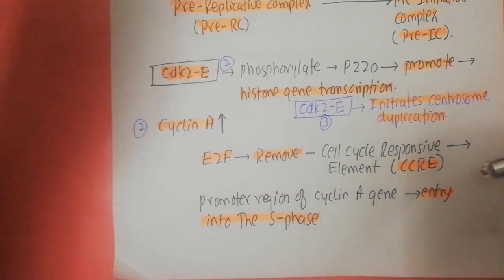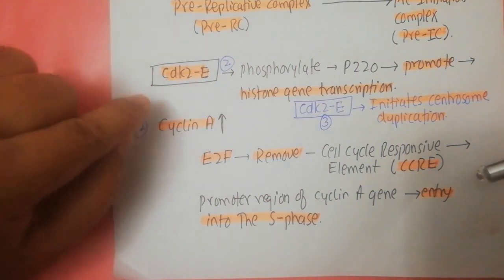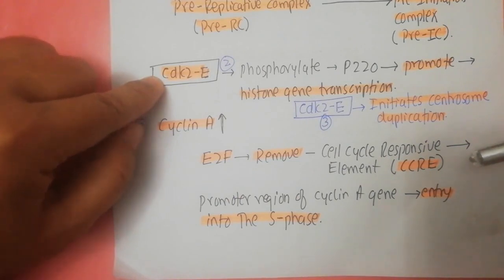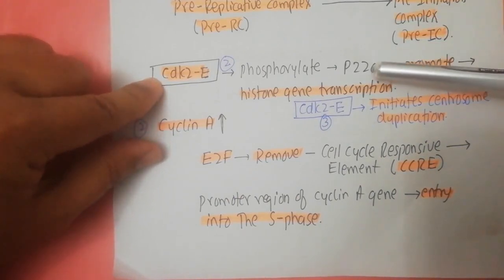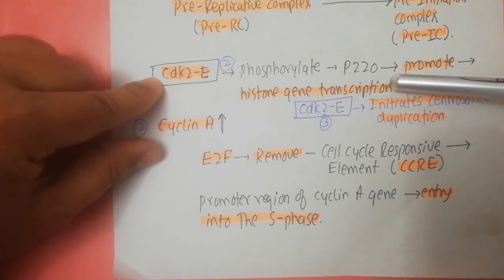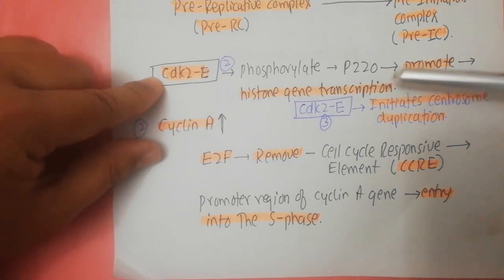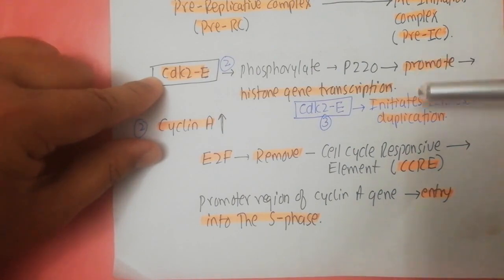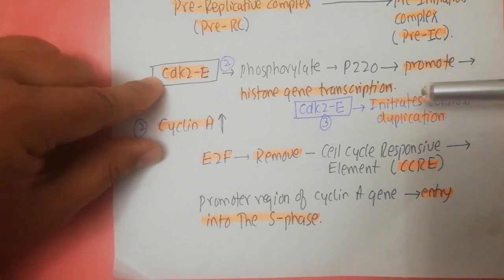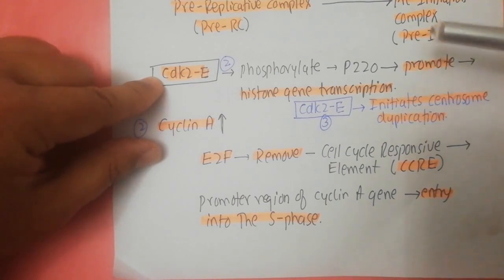Another important function of the CDK2-E complex, the G1-S CDK, is that it is going to phosphorylate a protein known as P220, and by phosphorylation of this protein you are actually promoting the transcription of the histone genes. You all know that these histone genes are required for the proper packaging of the genetic material. You are making a nucleosome out of it. You are actually using a histone octamer and 147 base pairs of DNA to make a nucleosome, and you are actually packaging that DNA.